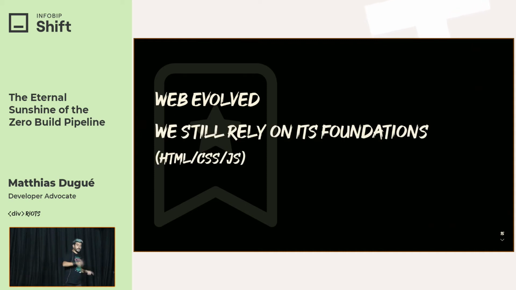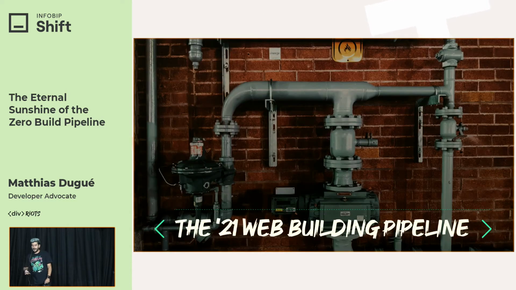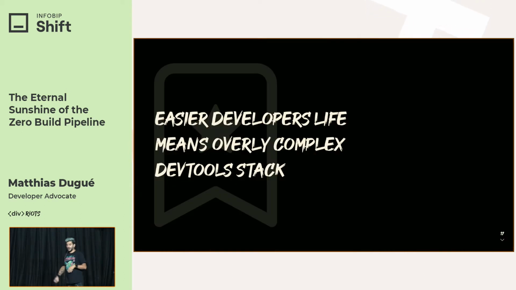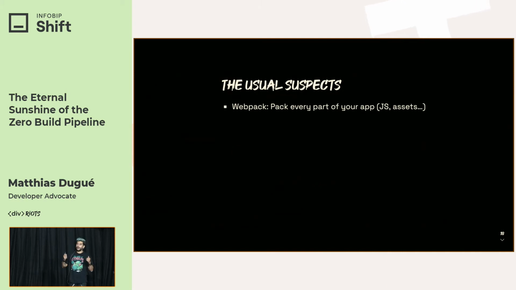So the web evolved. We're still using HTML and CSS and JavaScript because they are the backbone foundations of the web. But we are not using them alone anymore. We are using dev tools because those dev tools help us to improve our developer experience. So nowadays, when you want to work on a new project with a modern web stack, we have to improve our developer system and our developer experience. The usual suspects are still the same. We're probably using Webpack to pack every part of the application, the static assets, JavaScript, CSS, and so on. We still have Rollup and Parcel behind the Webpack that is bundling everything.